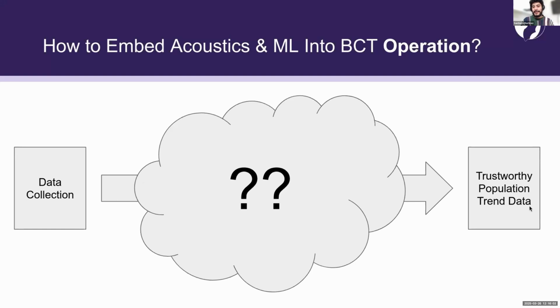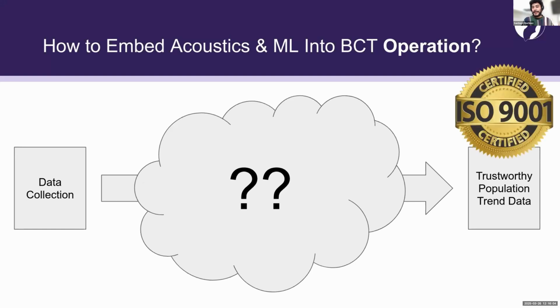And I'm going to put it into an industrial setting: what would the BCT need to do if we wanted to make sure that this population trend data is very quality assured, let's say ISO certified? So what does it require for the BCT in terms of operation to make sure that this population trend data is verified or high quality?